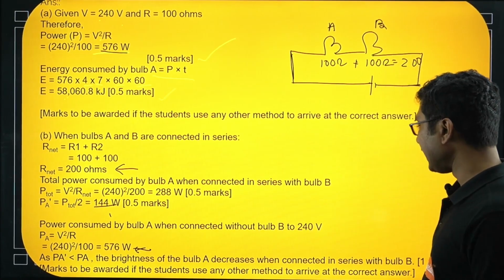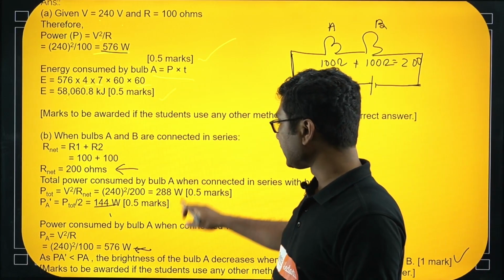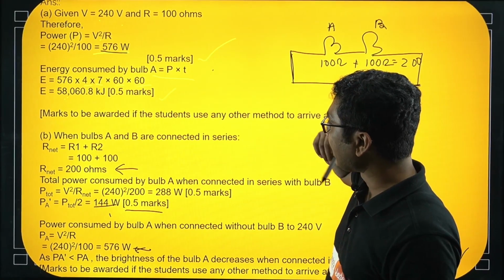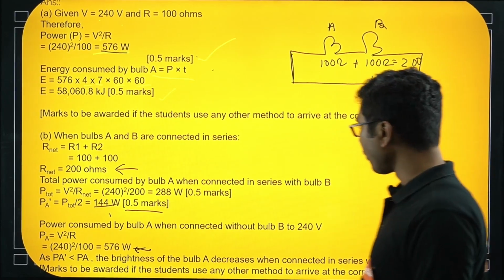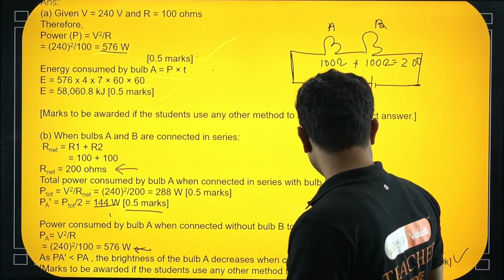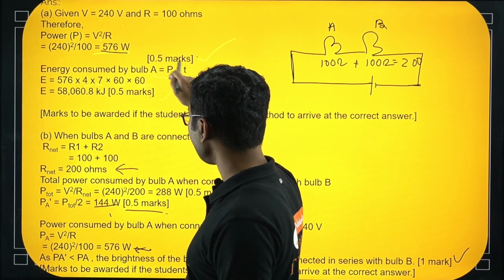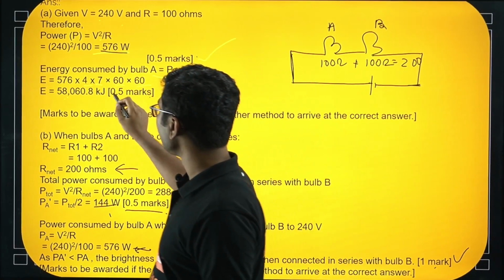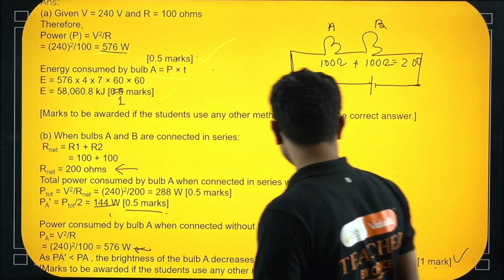The brightness of the bulb A decreases when connected in series with bulb B, for that 1 mark. And to show this calculation you get 0.5 mark. Similarly here also 0.5 mark, and by calculating the power you get another 0.5 mark. So total 3 marks. I think 0.5 mark is missing, but it should be somewhere. I think here it should be 1 mark, so 1 mark, 1.5 mark, and here also 1.5 mark.